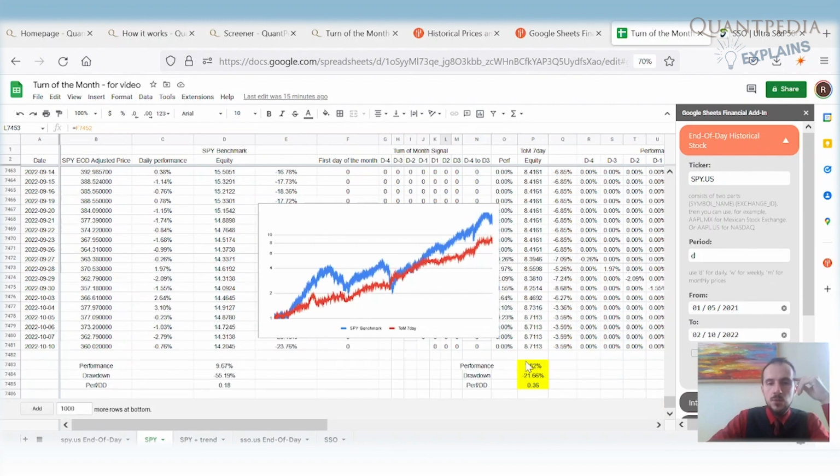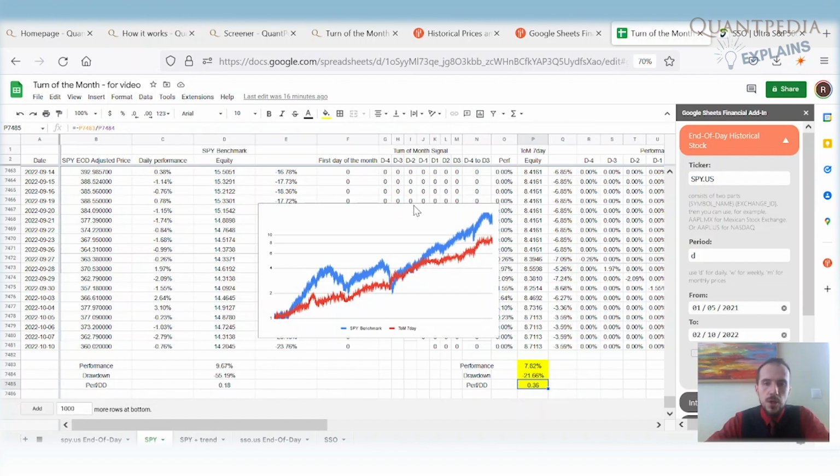We can see that we have nearly 8% performance with a significantly lower drawdown. So our performance to drawdown ratio improved from 0.18 to 0.46. So we do not need to hold equities all of the month. We can hold equities only during the turn of the month period, and we can have nearly the same performance as holding stocks all of the month, with a significantly lower drawdown and with a significantly improved performance to drawdown ratio.